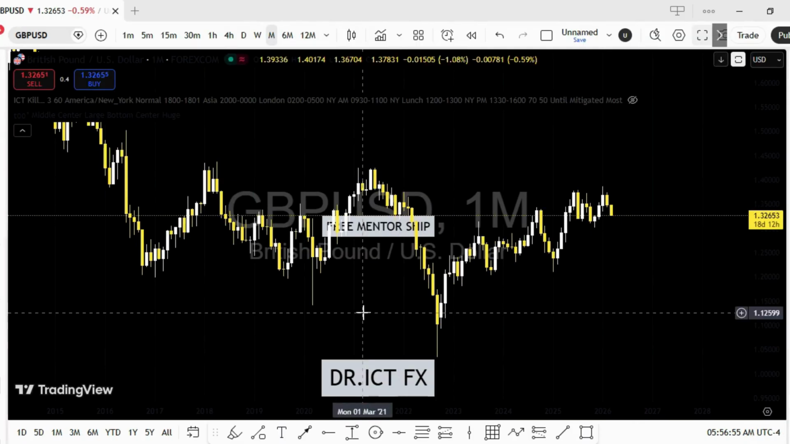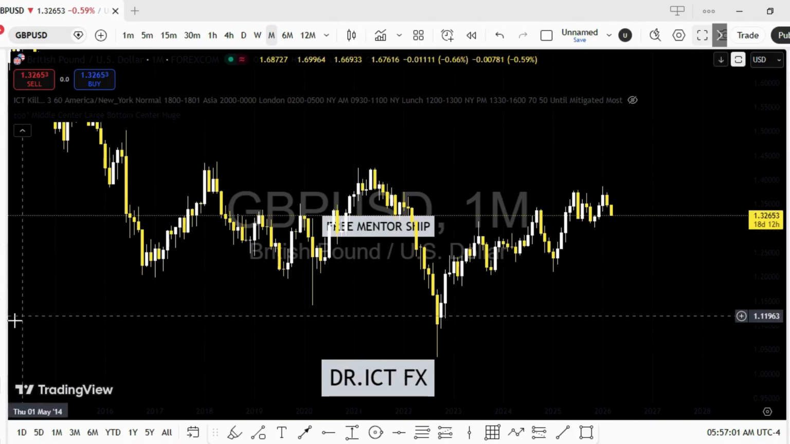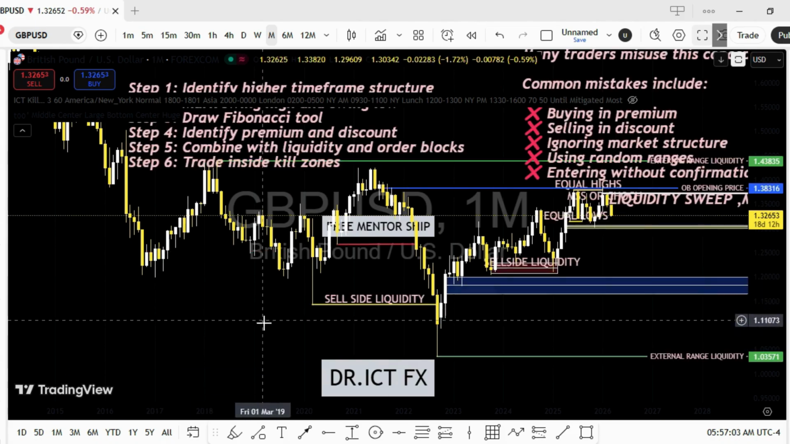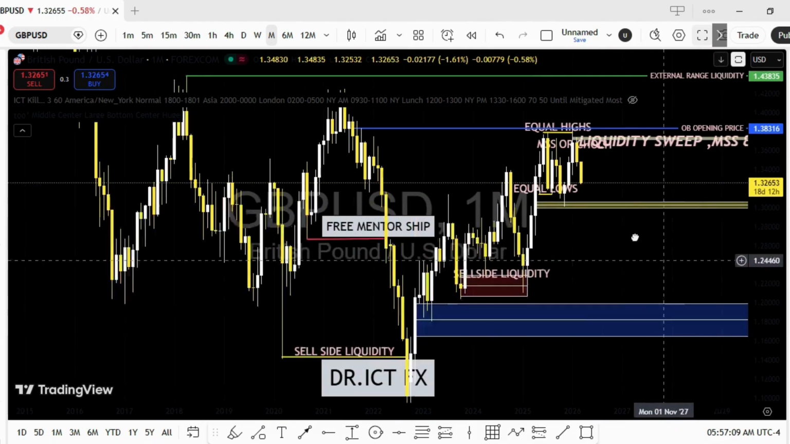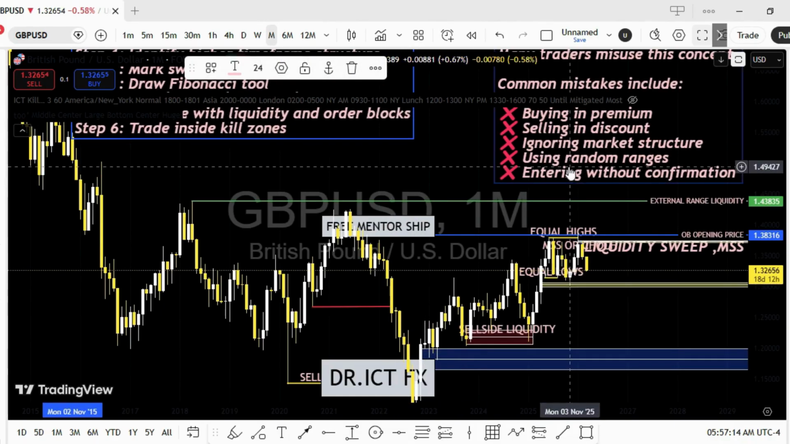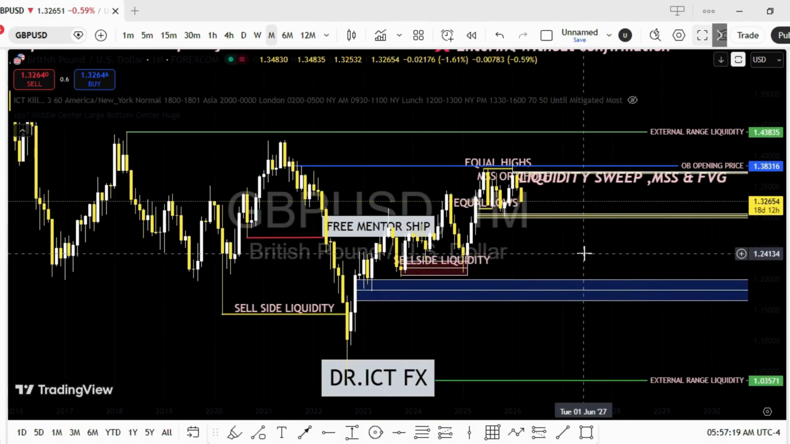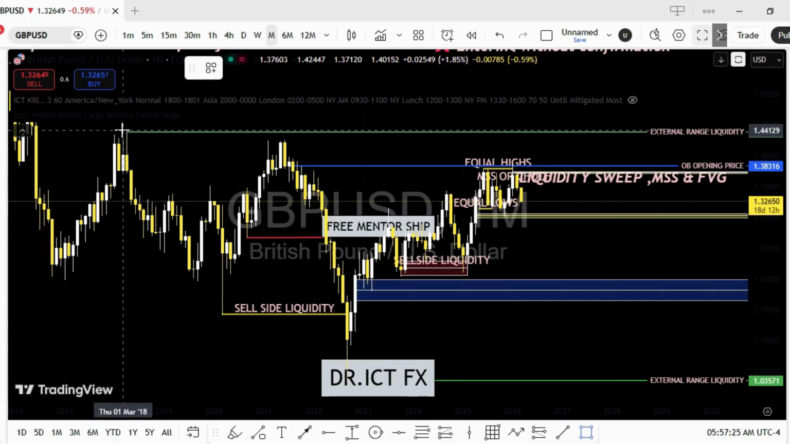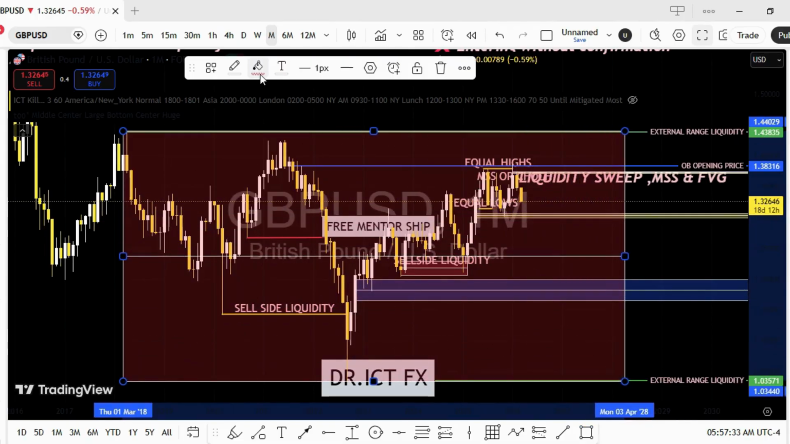Let me put my annotations and show you what I want to tell you. How do we mark the discount and the premium zones? When you look at this chart here, let me put a rectangle to represent what I'm teaching today. This is the rectangle that is marking my dealing range.